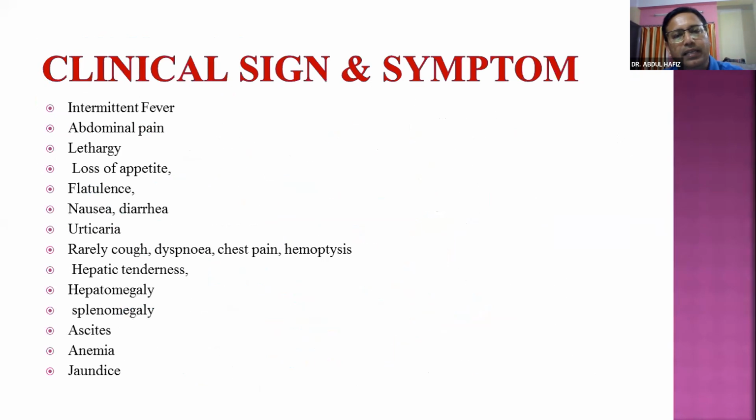Clinical signs and symptoms in fasciolosis: intermittent fever, abdominal pain, lethargy, loss of appetite, nausea, diarrhea, hepatomegaly, splenomegaly, ascites, anemia, and jaundice. Anemia and jaundice are the typical signs, along with bottle jaw.